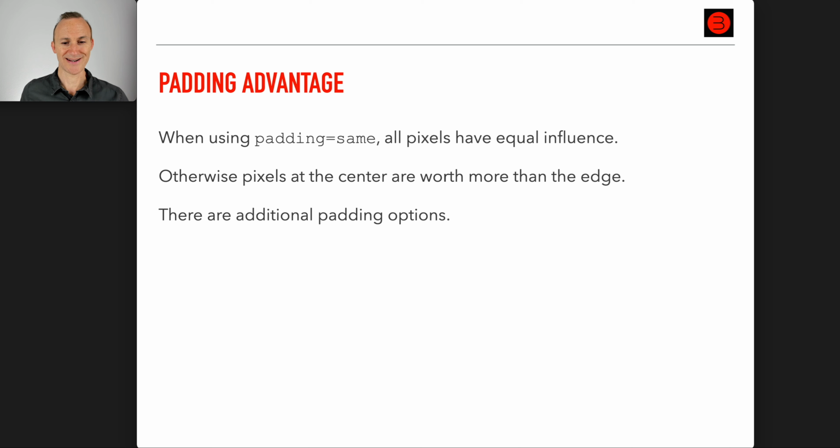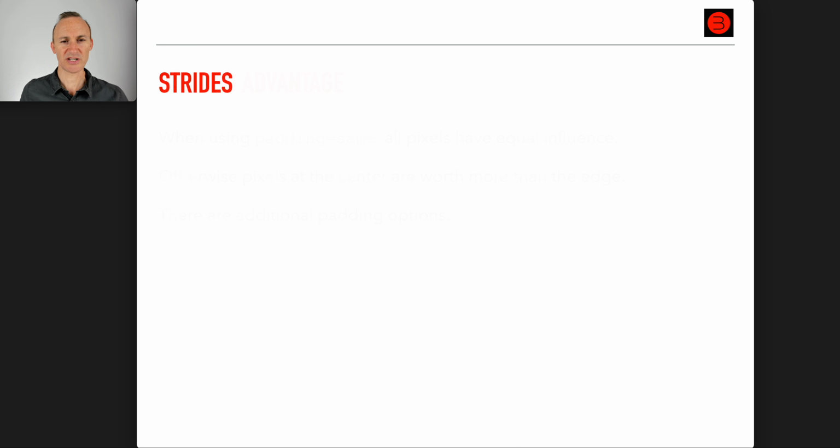There are additional padding options. I'm not going to go over them now. Just note that padding equals same is kind of like a standard alternative. And of course, you can always look up the additional options to see the slight differences. But I can tell you that the main norms that you see are padding equals same and then no change to padding. This is something called padding equals valid that I've seen. So we could look into that later. But let's look at something else right now called strides.